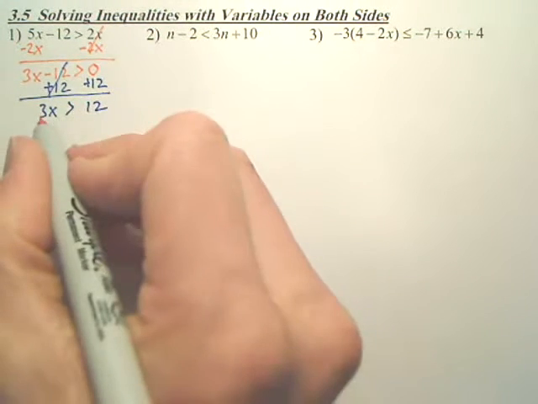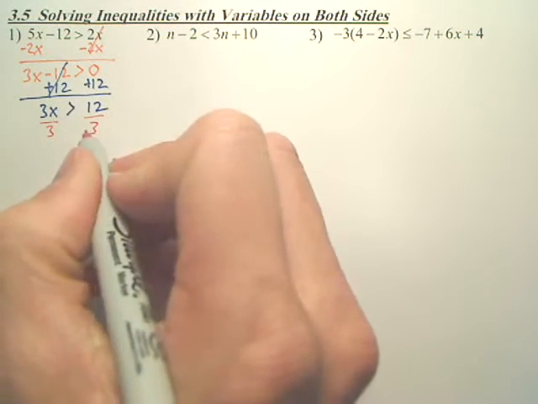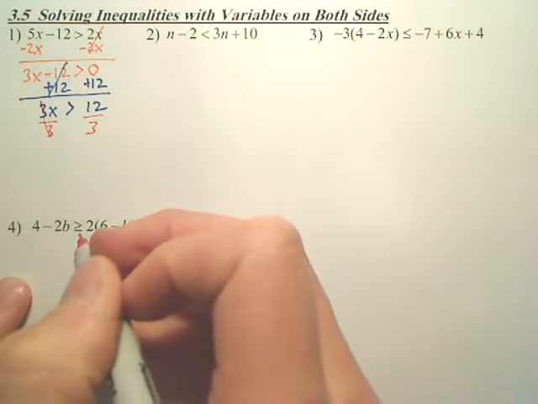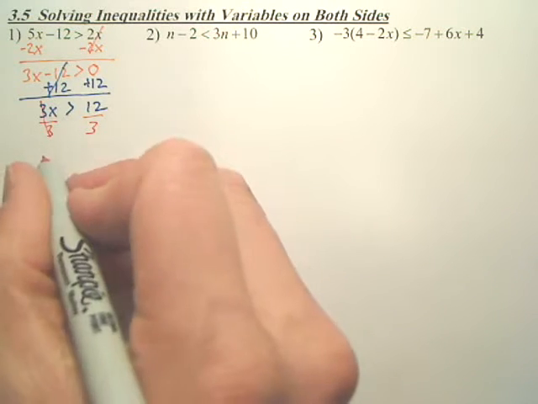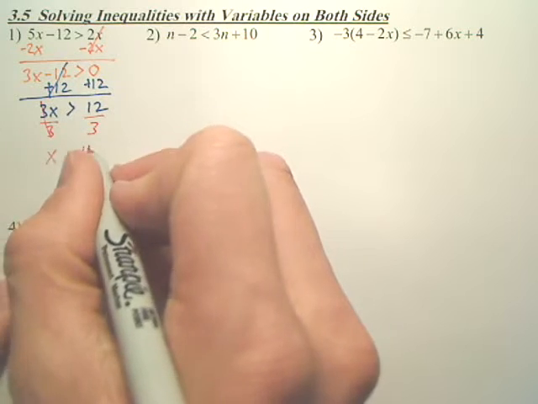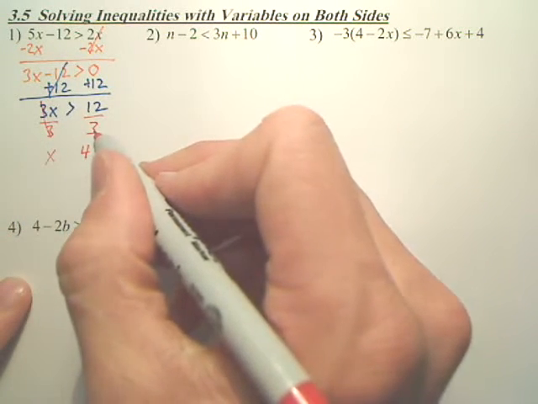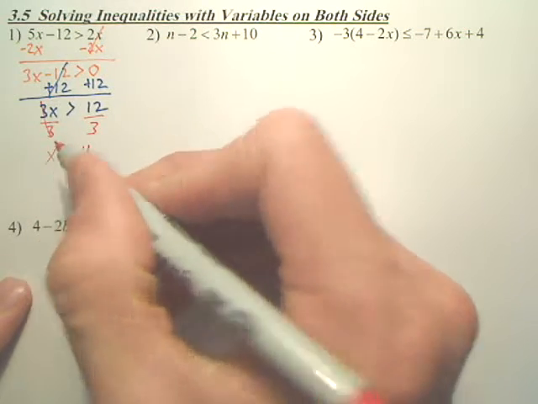How do I get the 3 off the x? I divide, because that's 3 times x. So you get it off by dividing. Opposite of multiply is divide. So this is x, and this would be 4. Now, did I divide by negative? No. So I do not flip the sign. The sign stays like that.